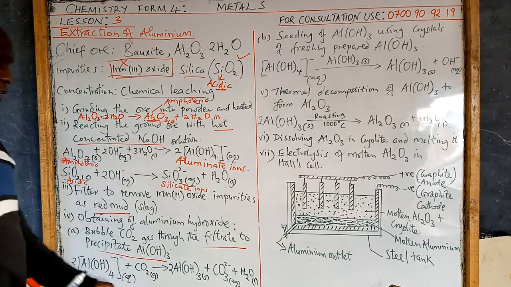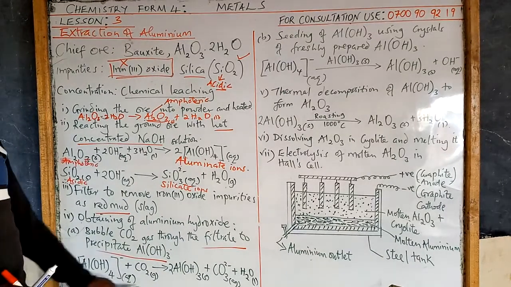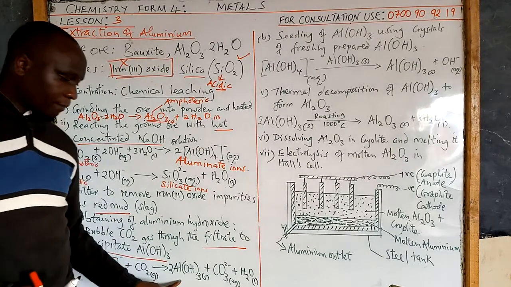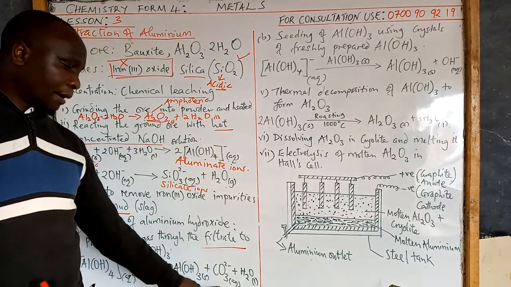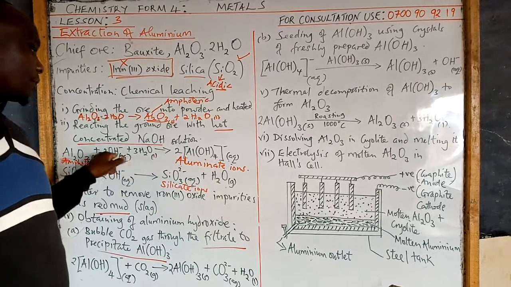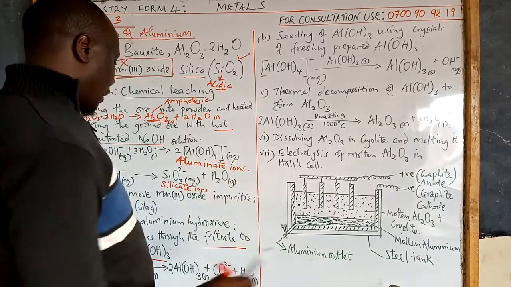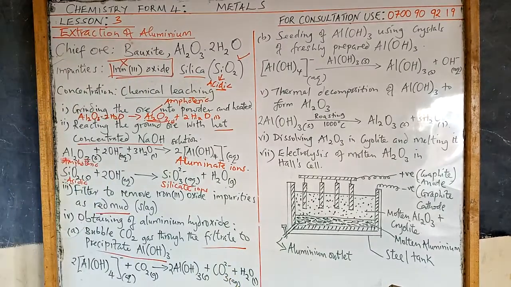Then this will be the equation for the reaction that takes place. So the aluminate ions react with carbon dioxide, forming aluminium hydroxide, carbonate ions, definitely this will be sodium carbonate, because we have sodium ions here in the solution. So the carbonate ions, which is this sodium carbonate, and then water.